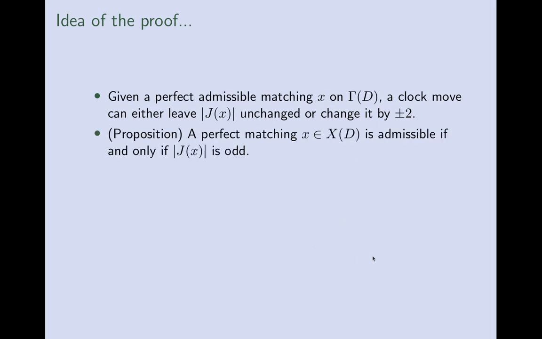So let me go a bit through the idea or ideas behind this proof. First of all, we can prove again a complete characterization of admissibility in terms of the number of components in the Jordan resolution. To be more precise, a perfect matching is admissible if and only if its associated Jordan resolution has an odd number of cycles. In particular, of course, 1 is odd, so we recover trivially that all Kauffman states were admissible.